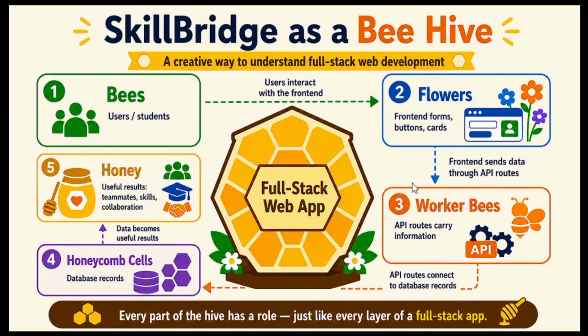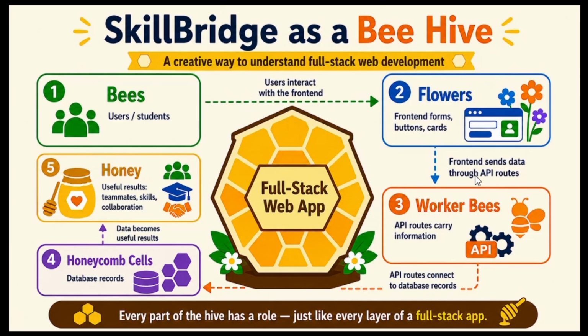The third part is the worker bees. So the worker bees represent API routes. I like this part of the analogy because the API routes are always carrying information between different parts of the app. They carry data from the front end to the back end and then they bring responses back. So for example, when someone submits a profile, the front end basically sends that data through an API request. The API route receives that request and knows what to do with it.